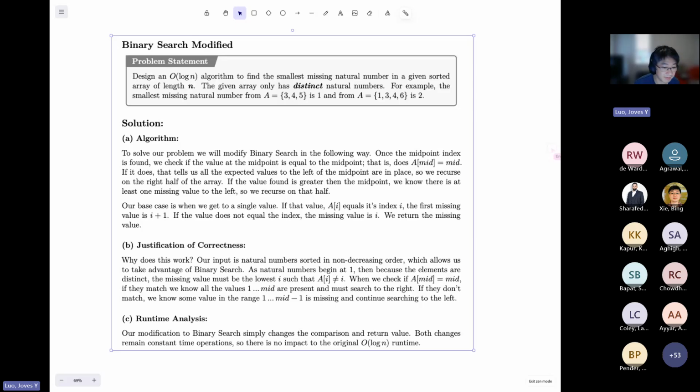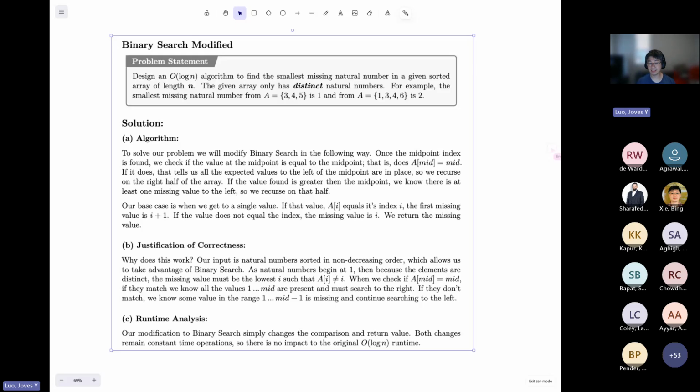So if we have this 1, 3, 4, 6, right? The only reason why we know 2 is missing is because when we go to check either 3 or 4, depending what the midpoint is, it's shifted, right? But if I was to fill in this missing 2 with a 1, say 1, 1, 3, 4, right? 3 now is in the right place, even though we have a missing number. 4 is also in the right place.